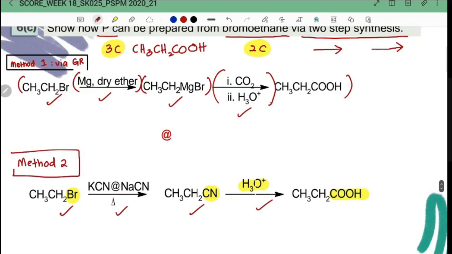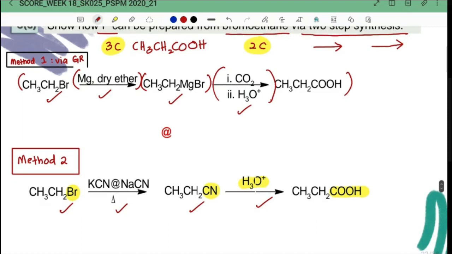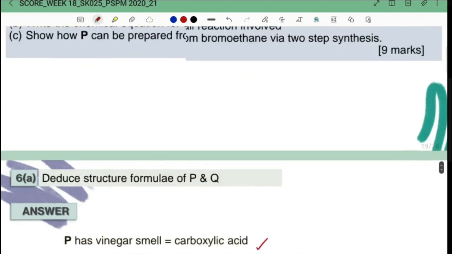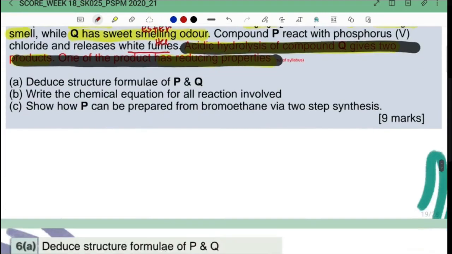So kalau misalnya bertambah daripada haloalkane nak tambah satu carbon and become as a carboxylic acid, okay, so hanya perlu sama ada via Grignard reagent ataupun dengan KCN. Sebenarnya saya rasa markah dia memang 3 je. Sebabnya dekat sini tak ada yang soalan dah out of syllabus.